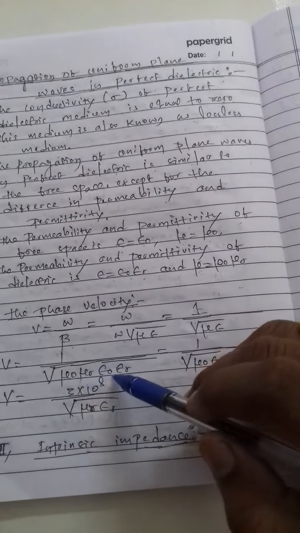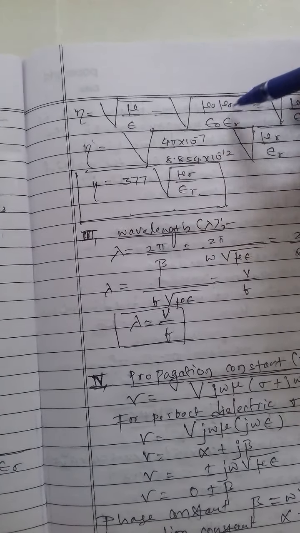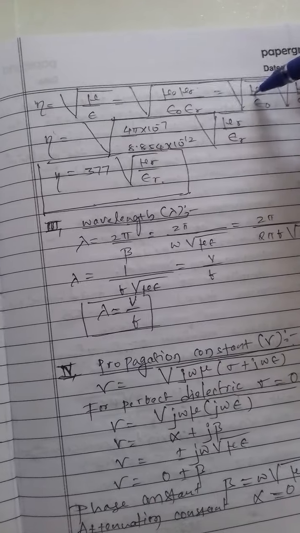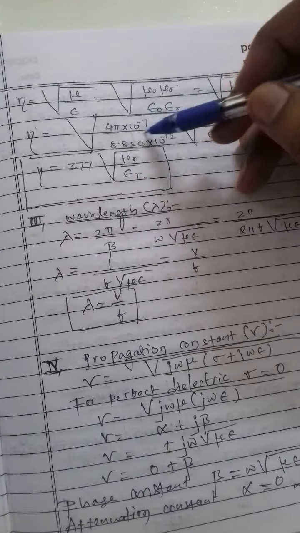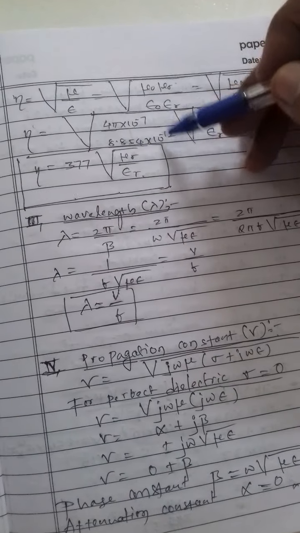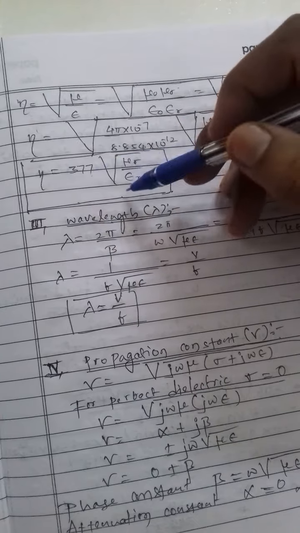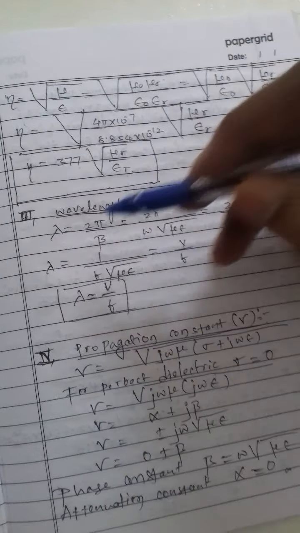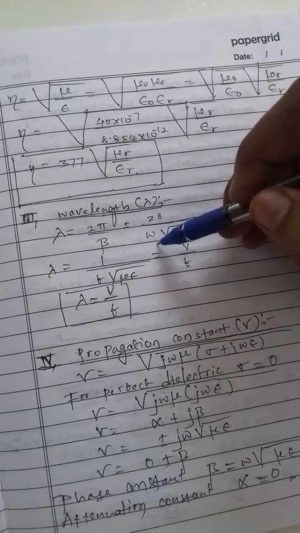Intrinsic impedance. Eta is equal to square root of mu upon epsilon, which is square root of mu naught mu r upon epsilon naught epsilon r, which is 4 pi into 10 raised to minus 7 upon 8.854 into 10 raised to minus 12 times mu r upon epsilon r. Eta is equal to 377 square root of mu r upon epsilon r. Wavelength lambda is 2 pi upon beta, 2 pi upon omega square root of mu epsilon. Lambda is equal to v by f.